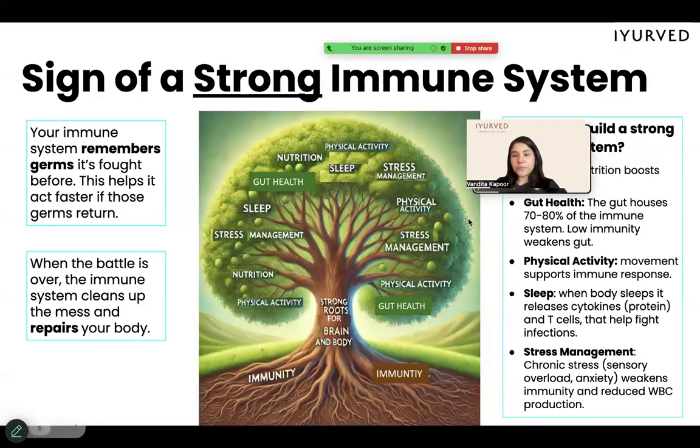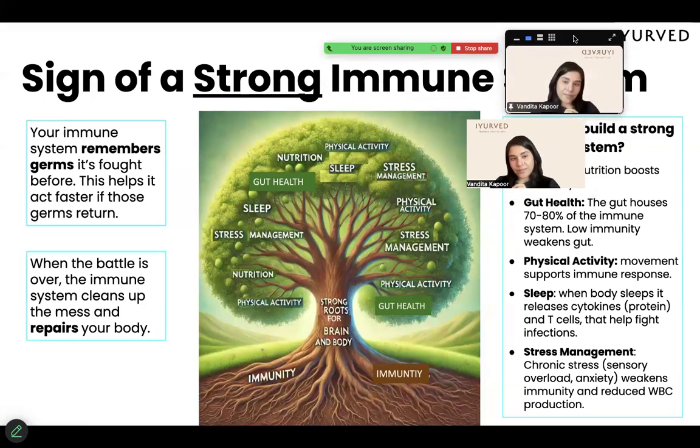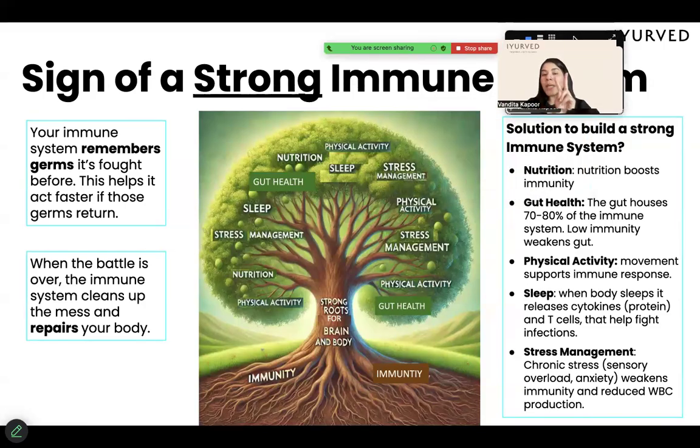Okay, moving on. So, what are the signs of a strong immune system? Two main signs of a strong immune system is your immune system will always remember the germs it attacked. That the germs which attacked your body, your immune system will remember, so that next time when the same germs are attacking, it will provide a shield.